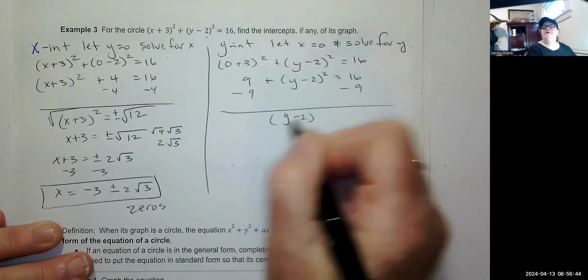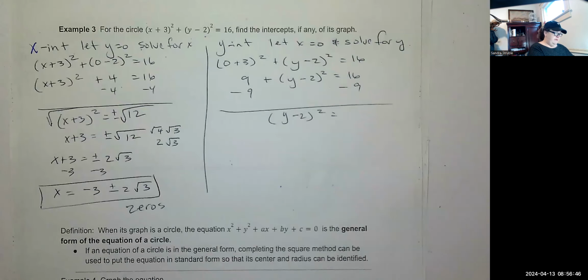Y minus 2 squared is equal to, let me shut my phone off. Sorry about that, y'all.